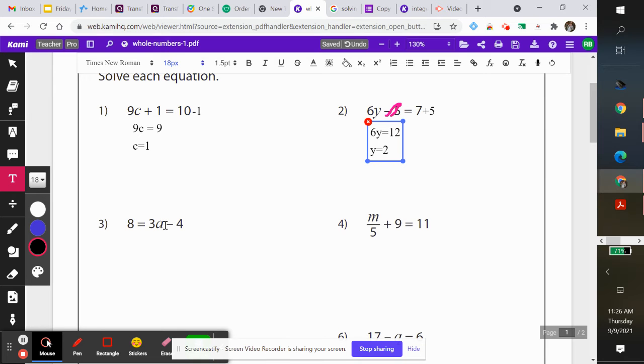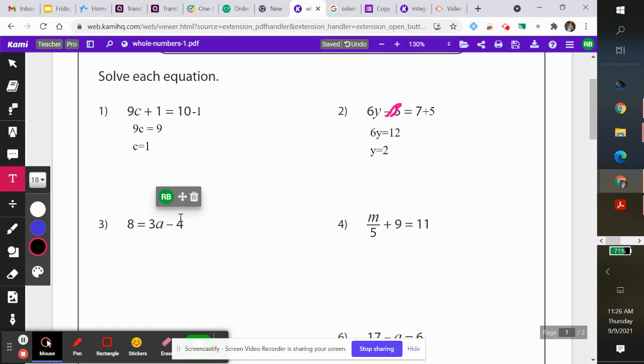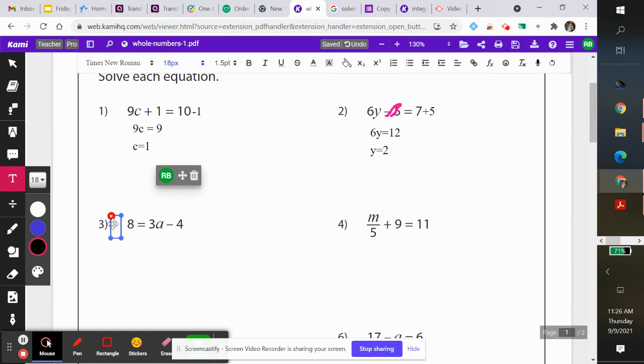Okay, in this case, I am getting rid of minus 4. So what I'm going to do is go over on this side and do plus 4 on this side. So 4 plus 8, I'm going to end up over here with 12 equals 3a. Okay, when I divide 12 by 3, I'm going to end up with 4 equals a.